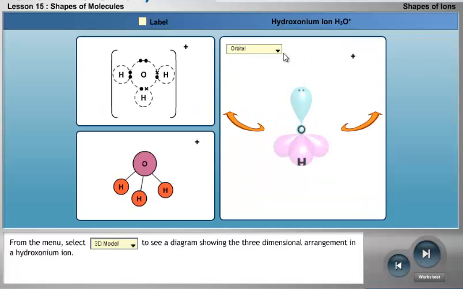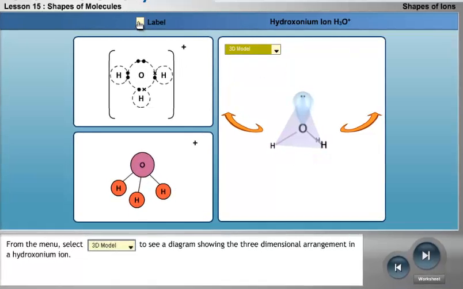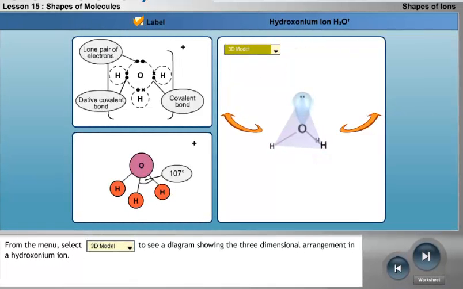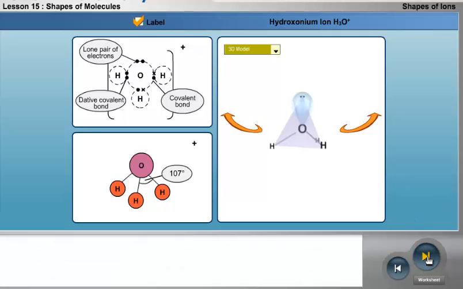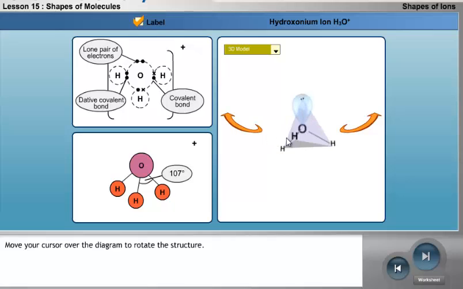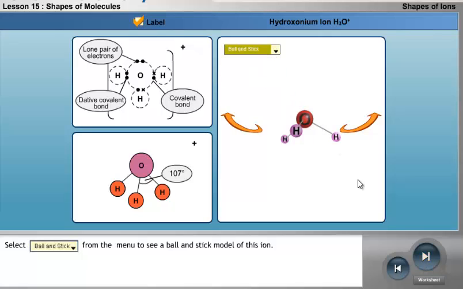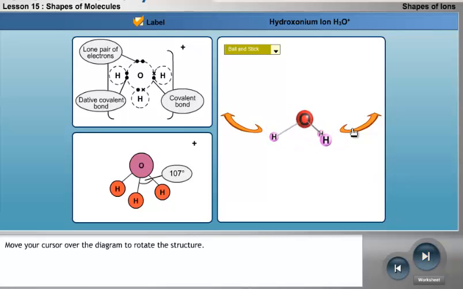From the menu, select 3D Model to see a diagram showing the three-dimensional arrangement in a hydroxonium ion. Move your cursor over the diagram to rotate the structure. Select Ball and Stick from the menu to see a ball and stick model of this ion. Move your cursor over the diagram to rotate the structure. The shape of a hydroxonium ion is similar to that of ammonia.